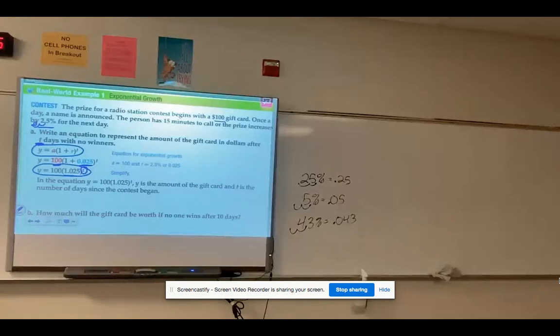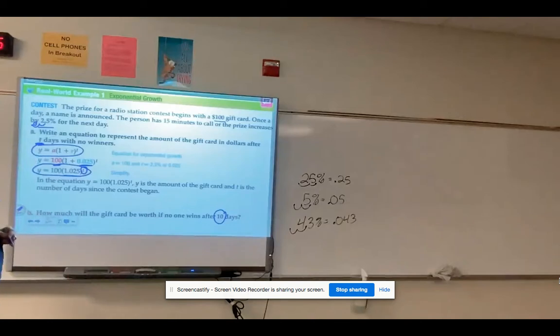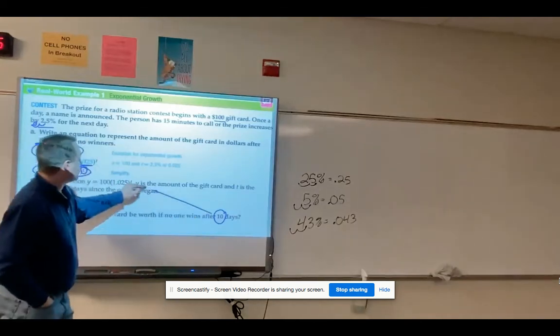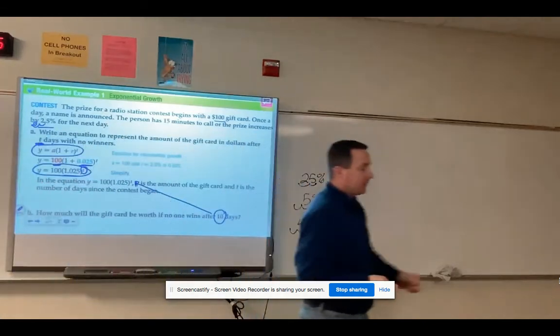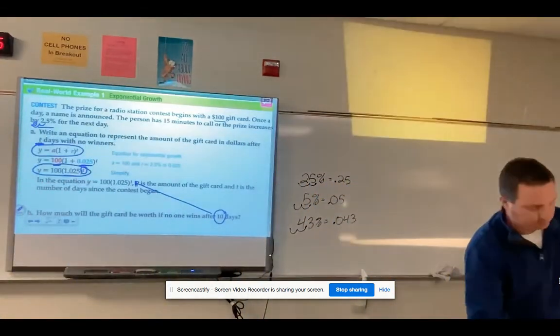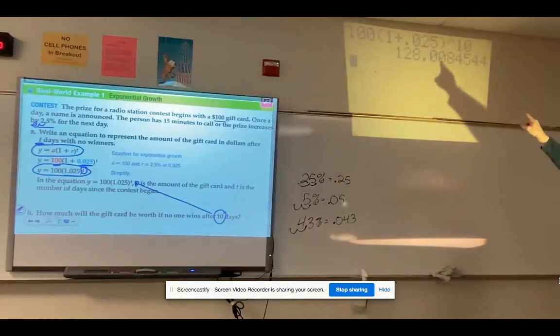The last part says, how much will it be worth in 10 days? Well, we take the 10, and the 10 gets plugged in for t. I know it's pretty straightforward, but if we type that in the calculator, way up at the top, I take my 100 times (1 + 0.025), all raised to the 10th power. So after 10 days, instead of $100, it'd be $128.01 if we round it to the nearest penny.